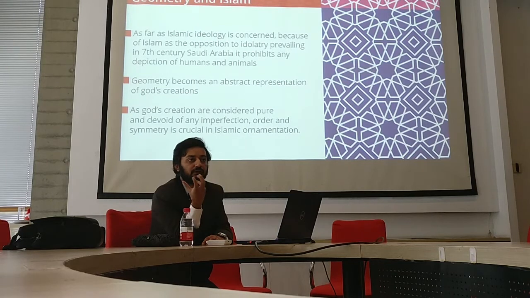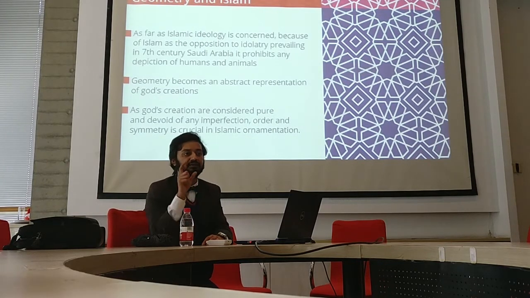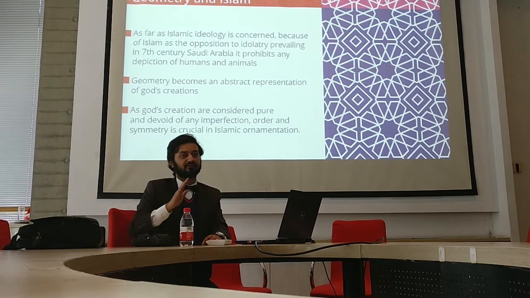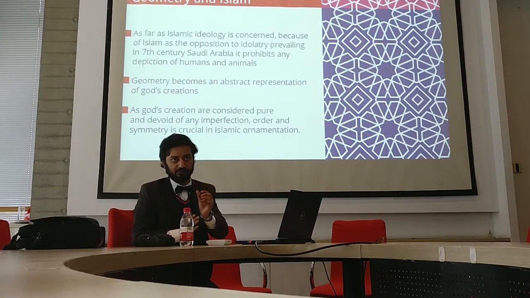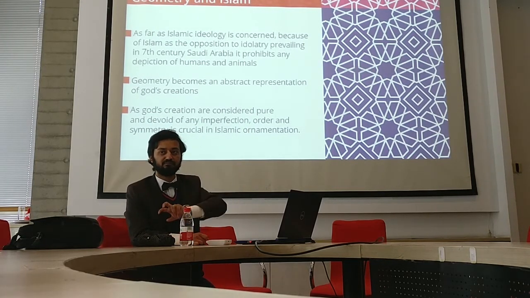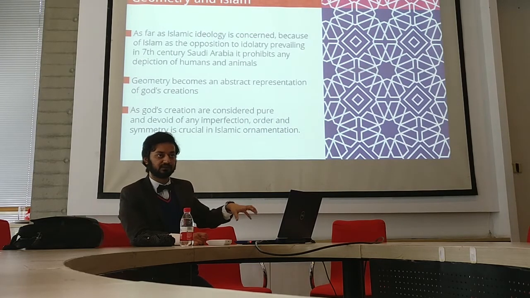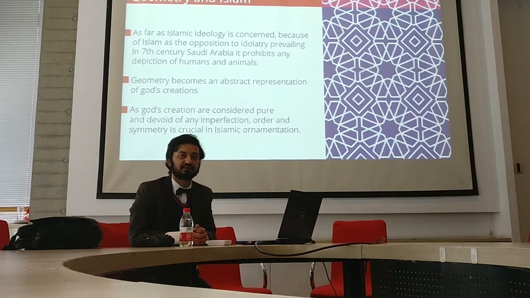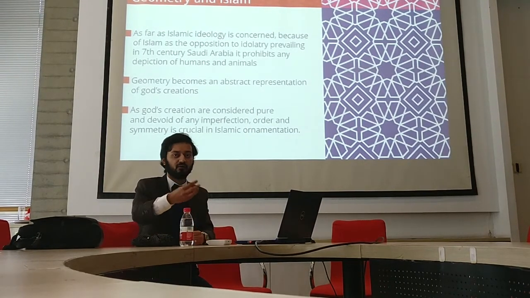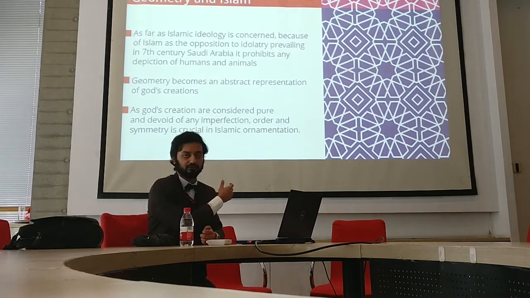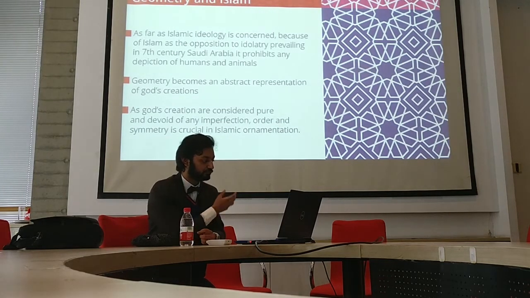Like I said, they were not allowed to have any human representation, so they needed a way to translate creation. That was sort of their way of bypassing the rule. Okay, if I can't create what God has already created, maybe I can create a symbol which represents that idea. So they were having this form of abstraction amongst themselves, in a way like how form is an abstraction of different ideas, of different concepts. So geometry becomes an abstract representation of God's creations.